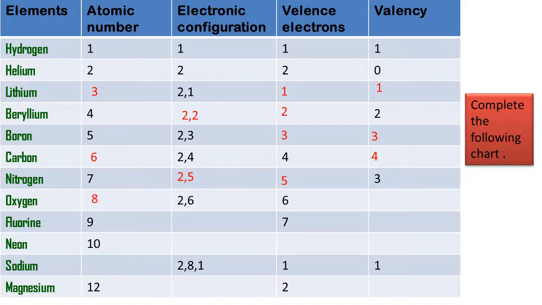Okay, oxygen atomic number 8, electronic configuration 2, 6, valence electrons are 6, and here valency will be 2. Okay, because in its last shell 6 electrons are there, and to complete the octet state it will require 2 more electrons. Fluorine 9, electronic configuration 2, 7, valence electrons are 7. So here valency will be 1, because it will easily accept 1 electron just to complete its octet state.